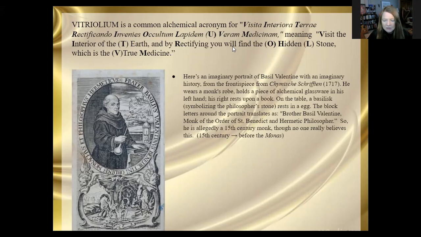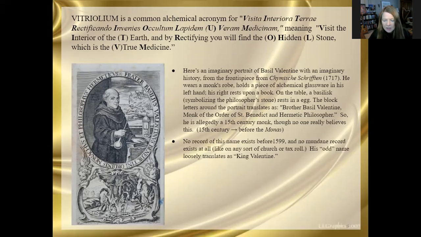So, like I said, he's allegedly a 15th century monk, and allegedly he came up with this acronym, although nobody really believes that anymore. It is significant, though, because if it were in the 15th century, that would be before the Monas Hieroglyphica. The earliest we're going to get any references to him is 1599, which is after the Monas Hieroglyphica, which comes out in 1564. So there is absolutely no record of Basil Valentine before 1599, and there's no mundane record of him at all, something like a birth record, a death record, church rolls, tax rolls, prison rolls, none of those kind of things.